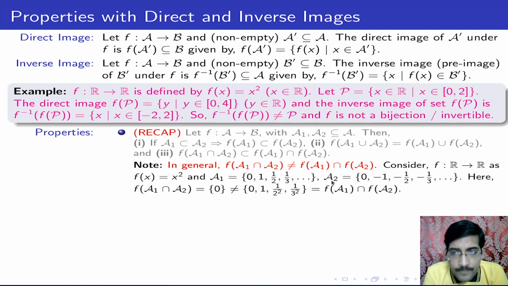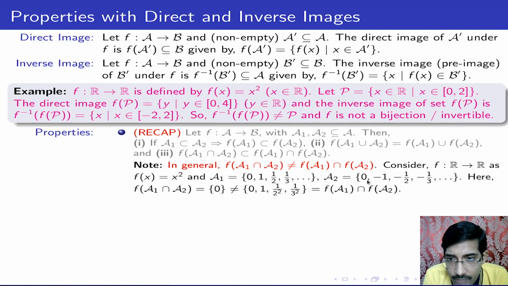These are all real numbers. I choose a2 as 0, minus 1, minus half, minus 1/3 and so on. Here my a1 intersection a2 is only the element 0, right? So f of a1 intersection a2 is f of 0, which is the element 0, because 0 square is 0.